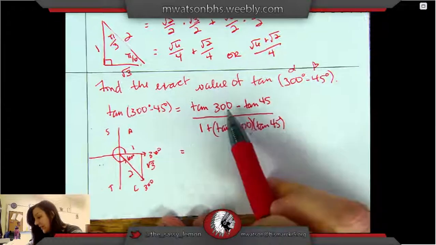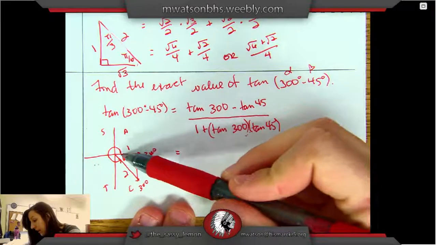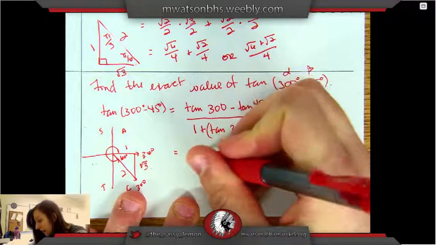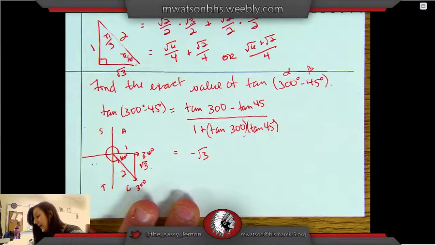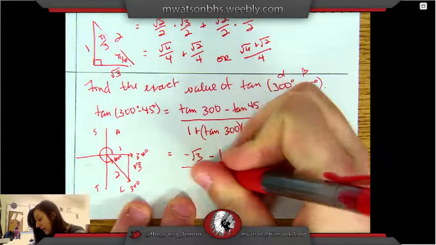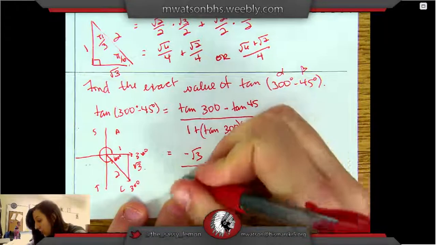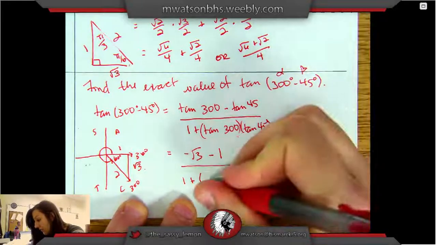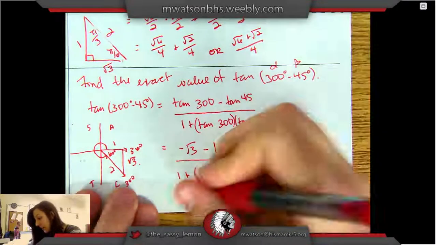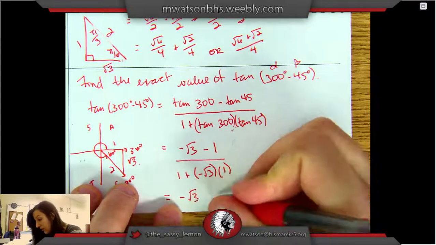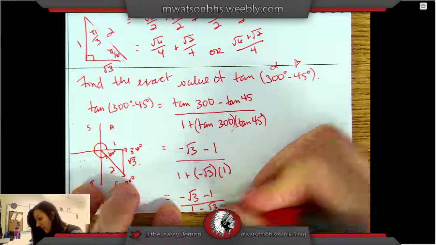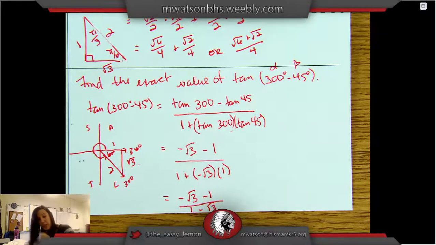So tangent of 300, let's go ahead and find it. We're going to be opposite over adjacent, that's square root of 3 over 1, and it's going to be negative. So negative square root of 3. Minus tangent of 45 degrees. Hopefully you all remember that's 1. If you don't, that's okay. Draw your triangle. Then on bottom we have 1 plus tangent of 300, which is negative square root of 3, times tangent of 45, which is 1. So now we've got the negative square root of 3 minus 1 all over 1 minus the square root of 3. What a mess. We've got a radical on bottom.